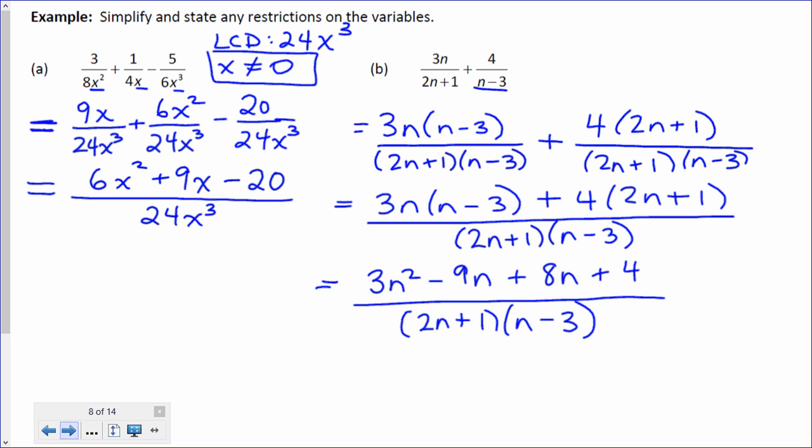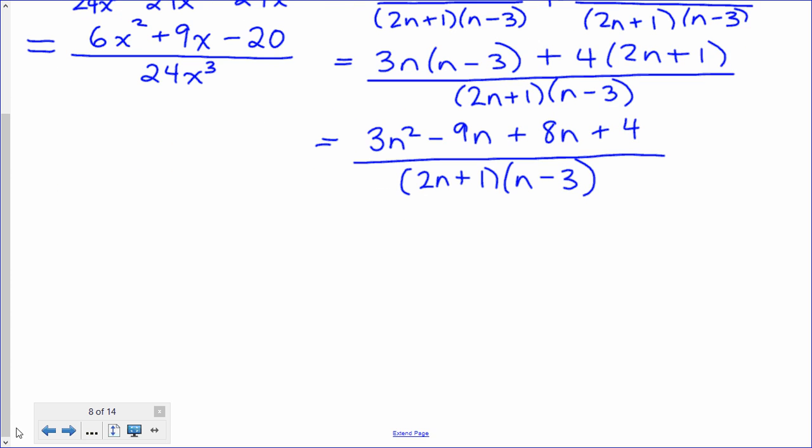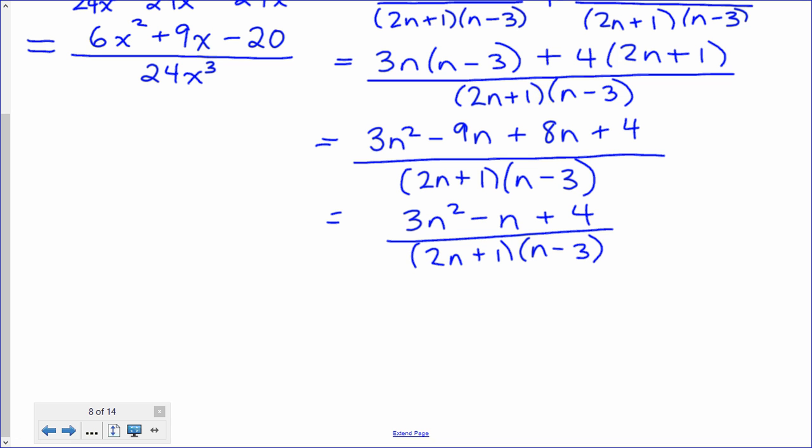Okay? Can I clean up my numerator slightly? 3n squared, negative 9n plus 8n. Good. And then 2n plus 1, n minus 3. Okay. Now, is there a potential that that numerator is factorable? So shall we do the check? We're going to check to see if it is factorable. Okay. 3n squared minus n plus 4.